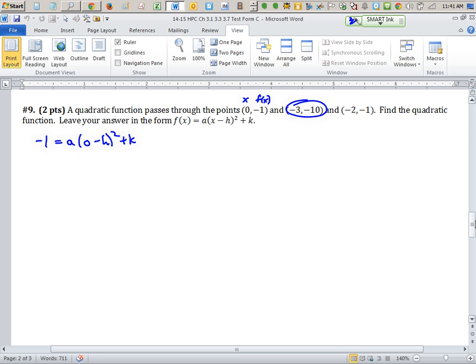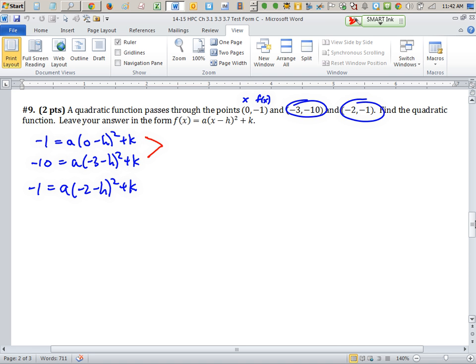Then do the same thing with the second pair of numbers. -10 equals a times (-3 minus h) squared plus k. And then do the same thing with the third set of numbers. -1 equals a times (-2 minus h) squared plus k. And I strongly suggest you make sure the x and y are in the right spot. Okay? And then you can see here there's a golden opportunity to get rid of k.